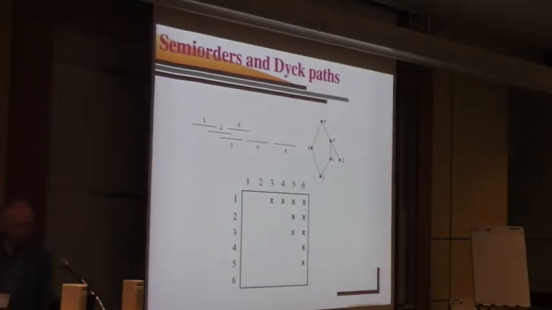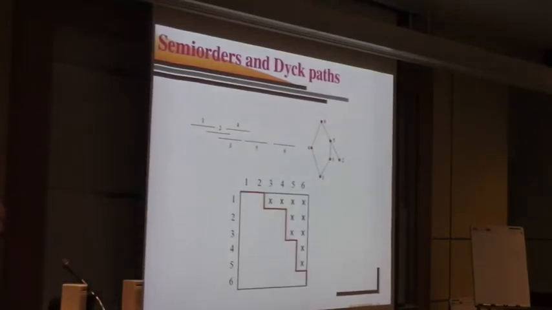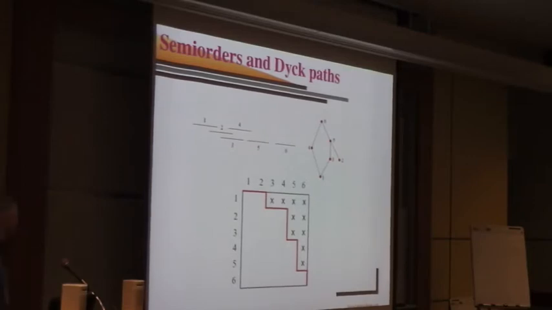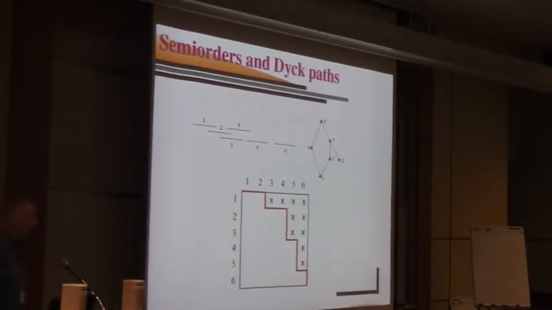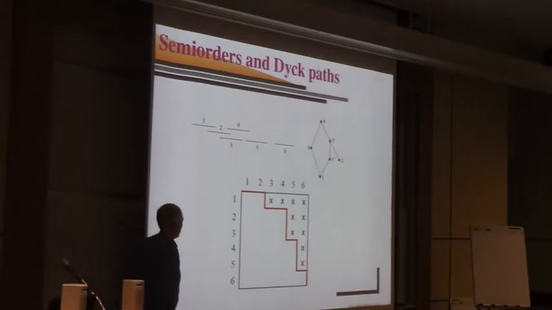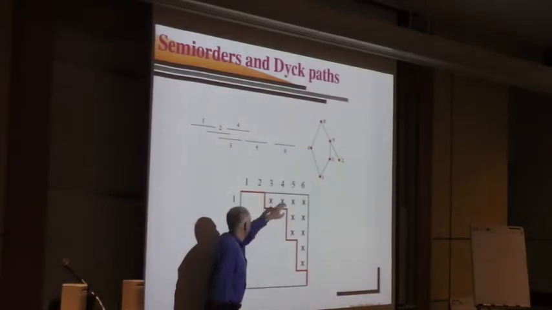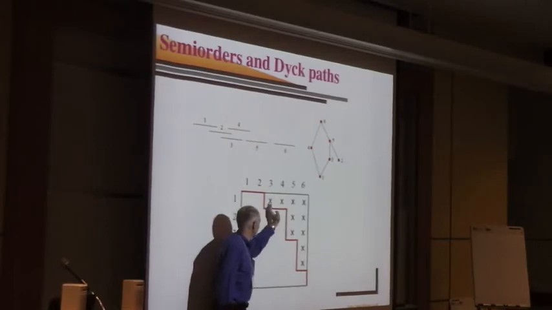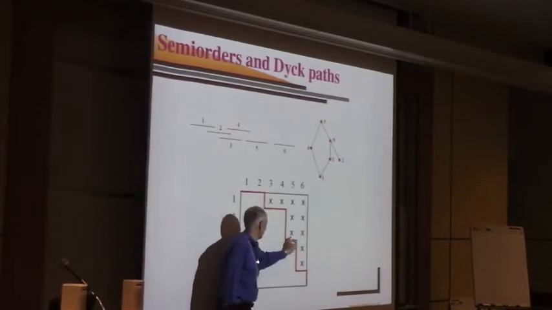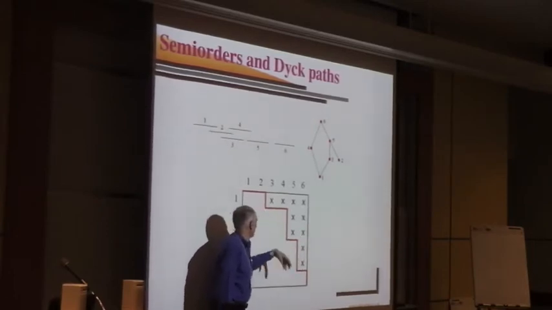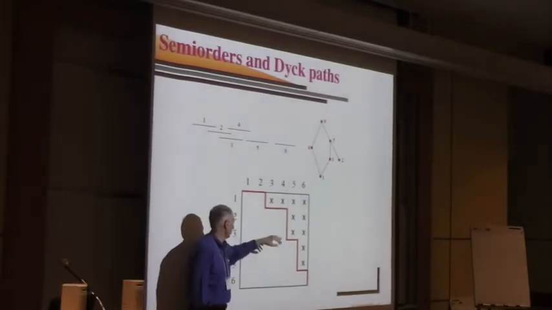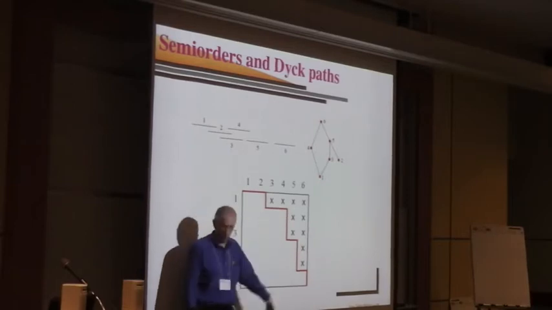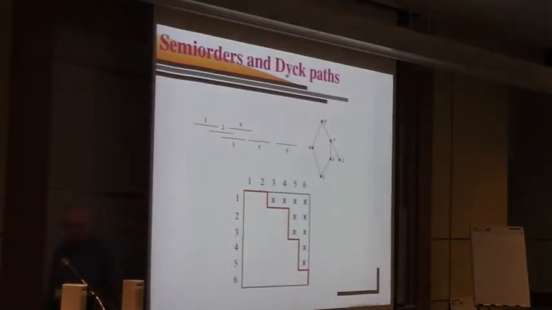And you can see it's clear from this picture that we're going to trace out the boundary of this diagram, we get a Dyck path. In fact, another characterization of semi-orders is that we can order the elements in such a way that this strict incidence matrix is essentially the X's form of the Young diagram of a partition, reflected in the usual way of drawing.